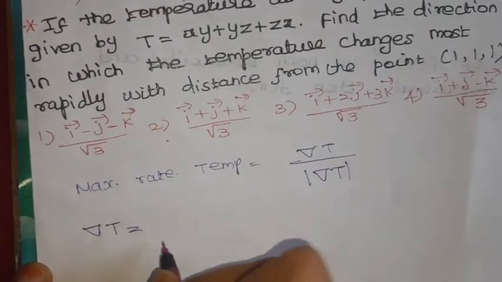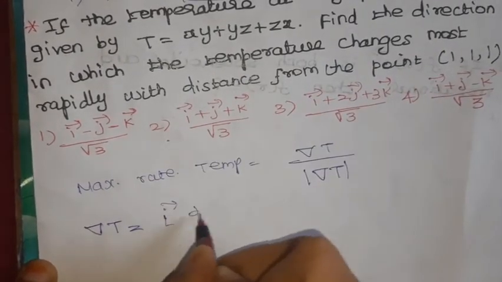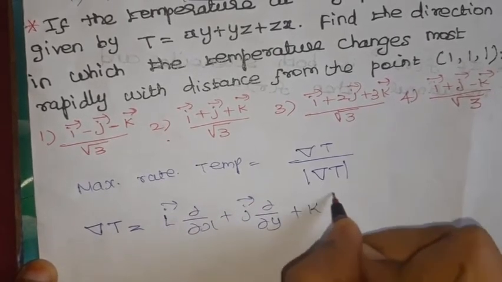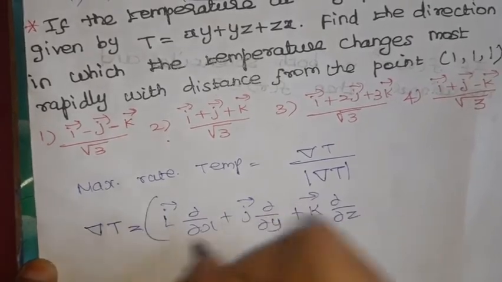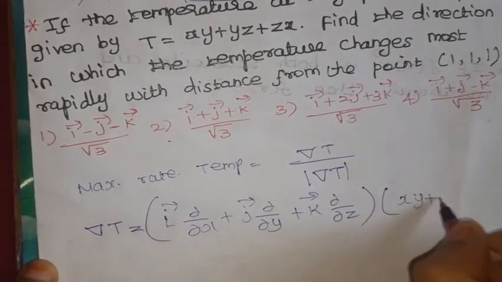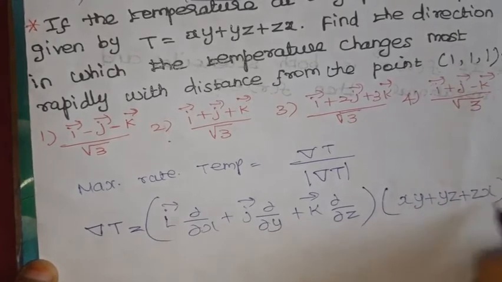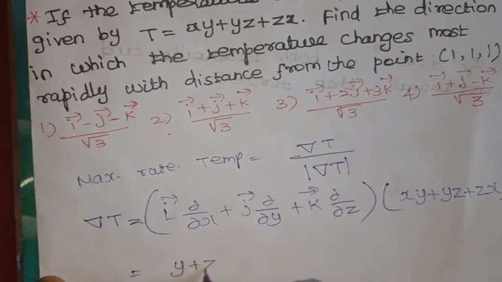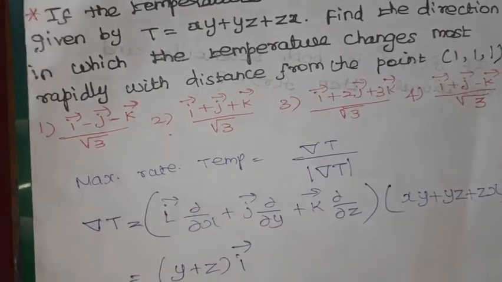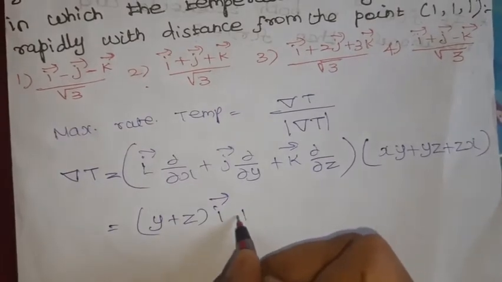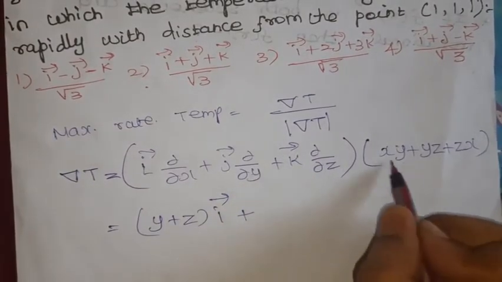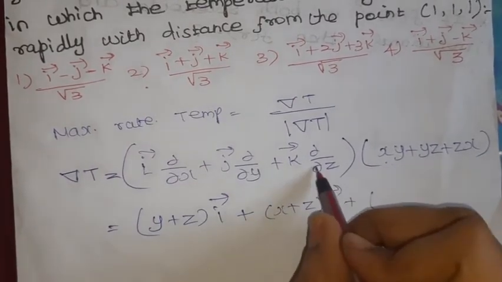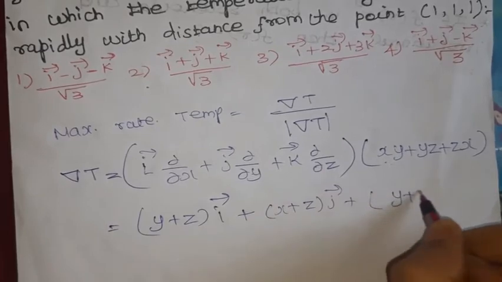Or shall we write this for better understanding? i ∂/∂x plus j ∂/∂y plus k ∂/∂z into xy plus yz plus zx. So ∂/∂x of this term, what will we get? (y plus z) into i, plus ∂/∂y of this term, (x plus z) into j. Then ∂/∂z of this term, (y plus x) into k.